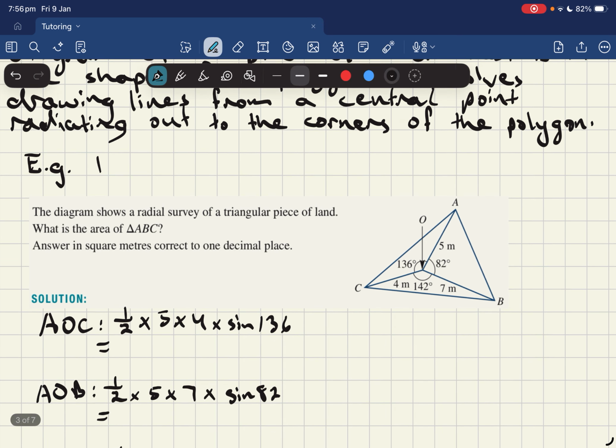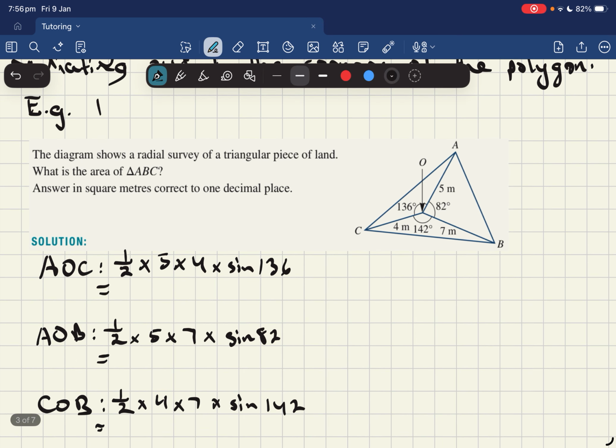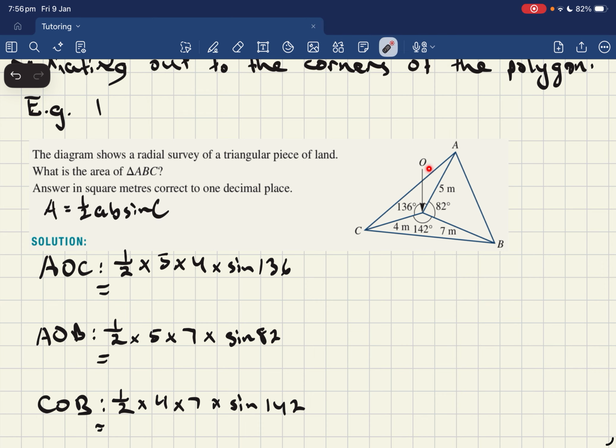Now I've already done the working out for you to see because it is just the same formula. Remember the formula for the area of a triangle is half times a times b times sine C. So for triangle AOC, this one here, we have half times 5 times 4, that's the other length, times the sine of 136. AOB, we have half times 5 times 7 times sine 82. And COB, same thing with 4, 7, and sine of 142. So we can find the area of each of these individually just by putting it into our calculator.